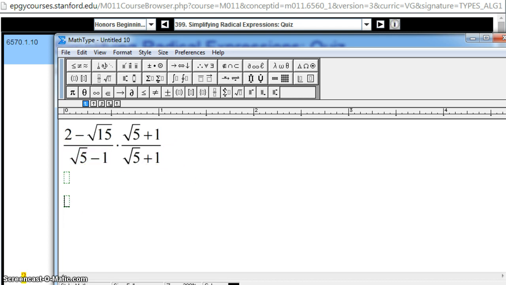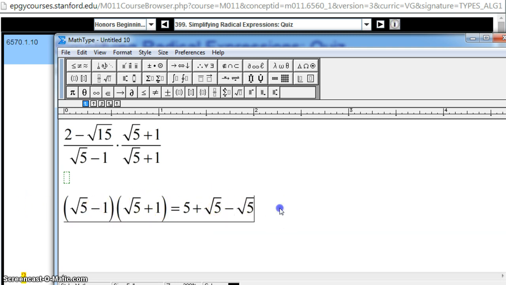So let's pull this off to the side. We have this times this. Okay, let's do the FOIL. So the first ones we multiply, we get root 5 times root 5, which is 5. And then let's do outer: root 5 times 1 plus root 5. And then inner: root 5 times minus 1, so we get minus root 5, and then we get minus 1 times positive 1, which is minus 1. Okay, so what happens to these root 5s? Well, they cancel out very nicely, and then we're just left with 5 minus 1, which is 4.